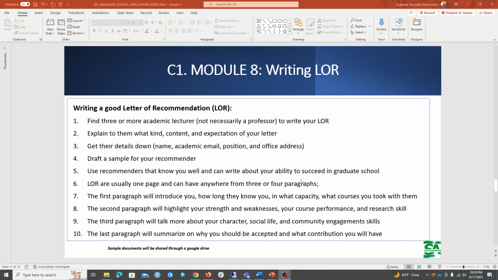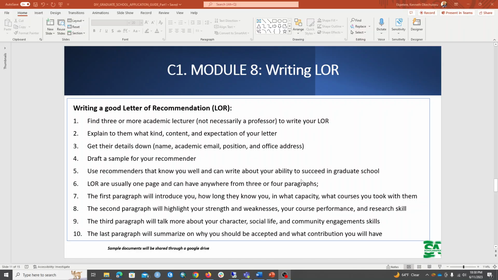The second paragraph will highlight your strengths and weaknesses, your course performance and research skill. This person took this course, and in this course, he or she performed very well in my course, and the person is good in research. The third paragraph will talk more about your character, social life and community engagement. Are you a person who is social? Can you work in a group? Do you work alone? Are you going to be a good addition to that program? This is where the talk about your social life and community engagement will come into play.